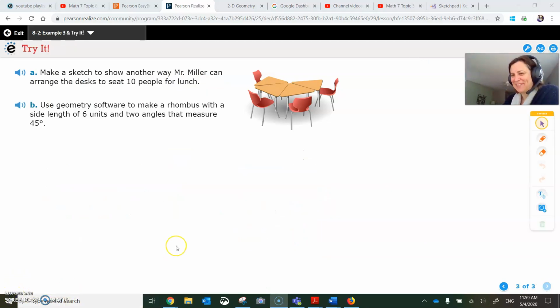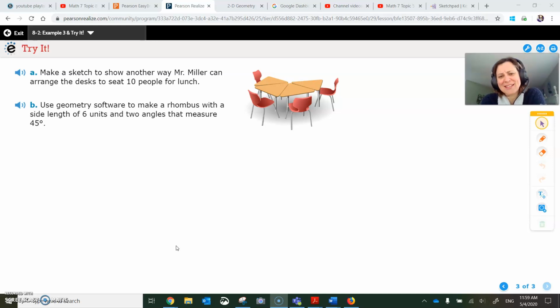Okay, everybody, you're going to have to bear with me on this one. This is example 3, try it, from 8-2. In the first one, you're just supposed to show another way that you could build a sketch, or you could build the desks to seat 10 people. You could have 10 individual triangles.